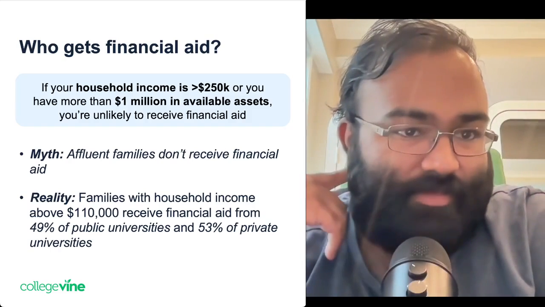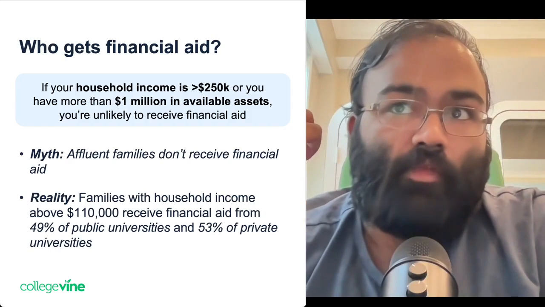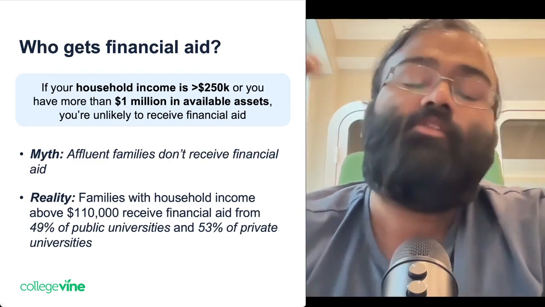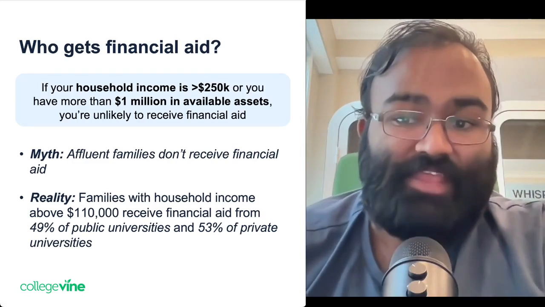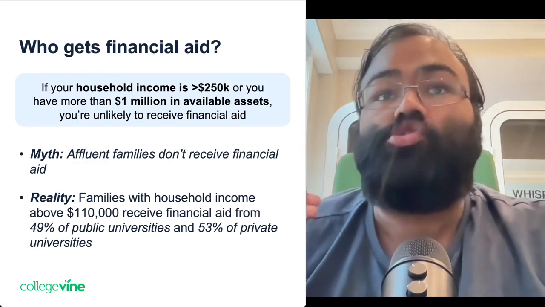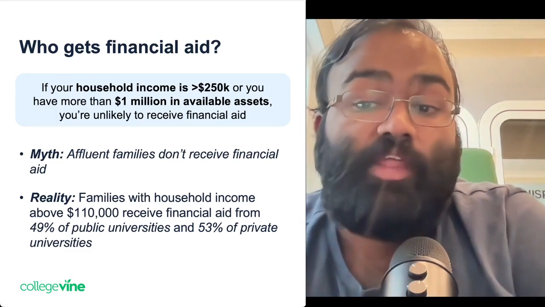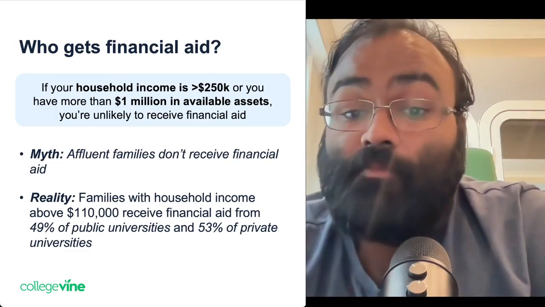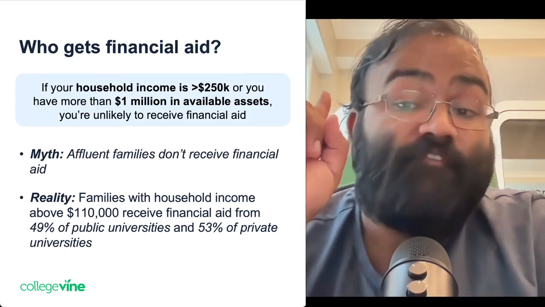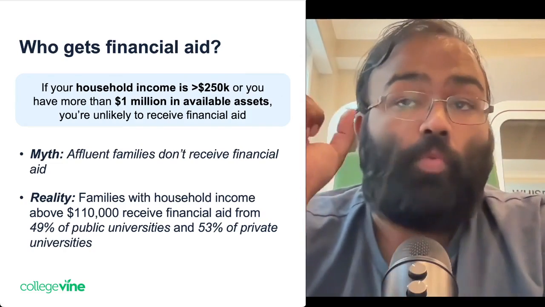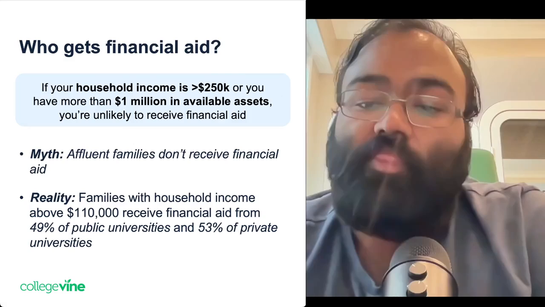Sam gave a precursor to this question, but there are some things you should know in terms of which types of households tend to receive financial aid. As a general rule of thumb, this is not always applicable, but as a general rule of thumb, if your household income is more than $250K, or you have more than $1 million in available assets. Now, the word available there is very key, and we'll talk about what that means, available versus unavailable. You're actually unlikely to receive financial aid.